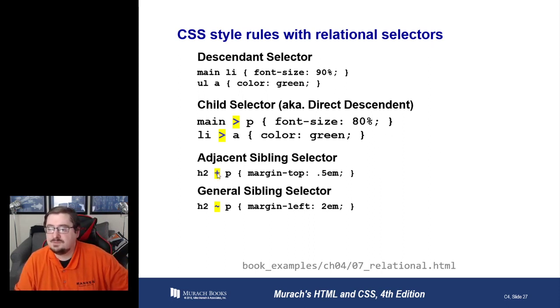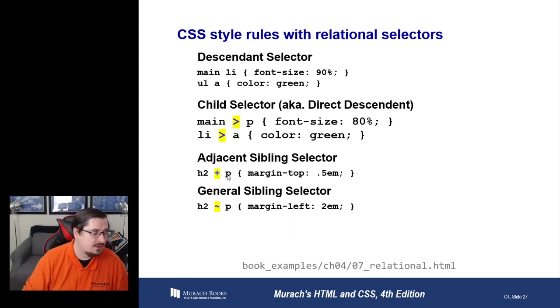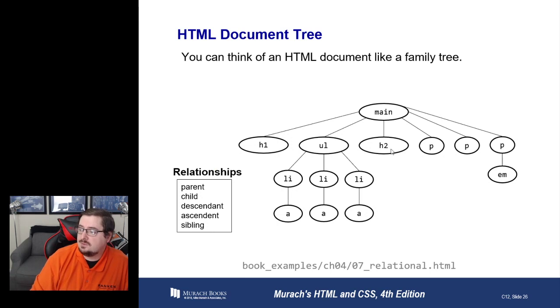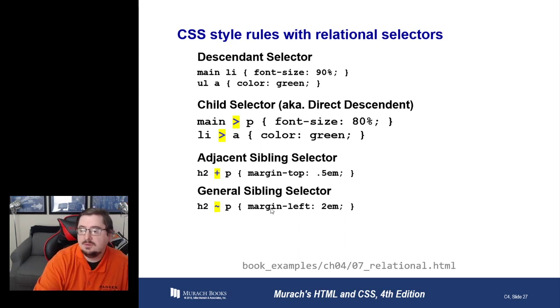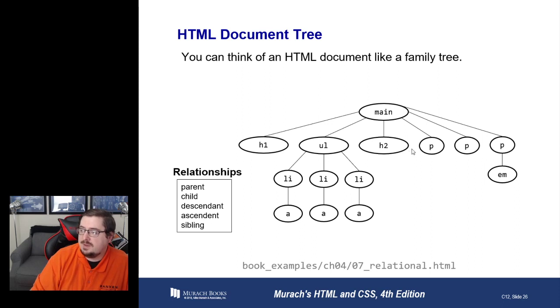We can also specify siblings, and there are two different ways to do it. I can say H2 plus P. That would refer to the adjacent sibling. So if I'm looking at this tree, this first paragraph would be the adjacent sibling to the H2. It would not include the other two paragraphs here. Whereas if I use the general sibling combinator, which is this tilde, H2 tilde P, that would include all the siblings, so all three of these. And remember, both of these sibling selectors only select the tags afterward. They don't select any paragraphs that come before. So that's how that works.